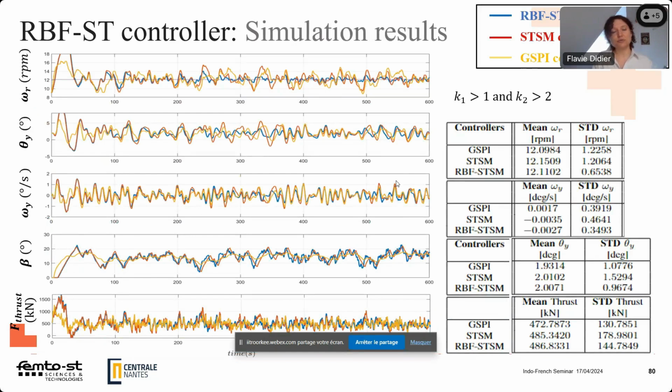For the simulation result, we use the same wind and waves scenario as presented before. And we can see, in blue, it's the neural network plus super twisting controller. In red, it's just the super twisting, but with the same gain as the RBF plus super twisting. And in yellow is the GSPI controller, so the baseline. We can see that our neural network controller is able to have a better tracking performance of the rotor speed with less oscillation, and better performance for the platform pitch minimization.